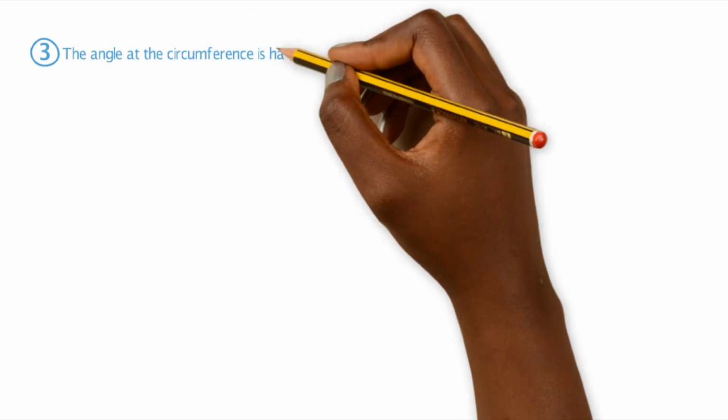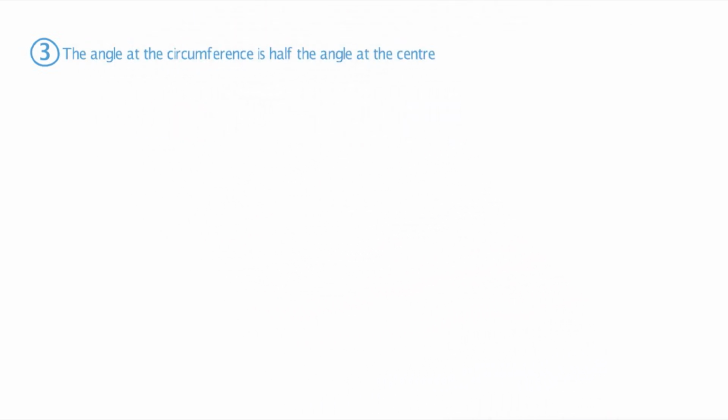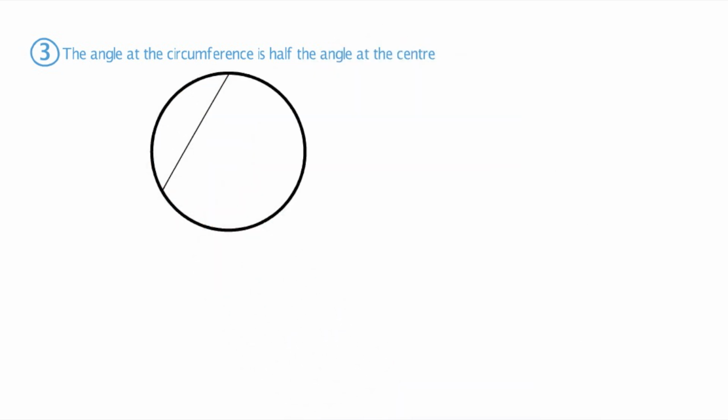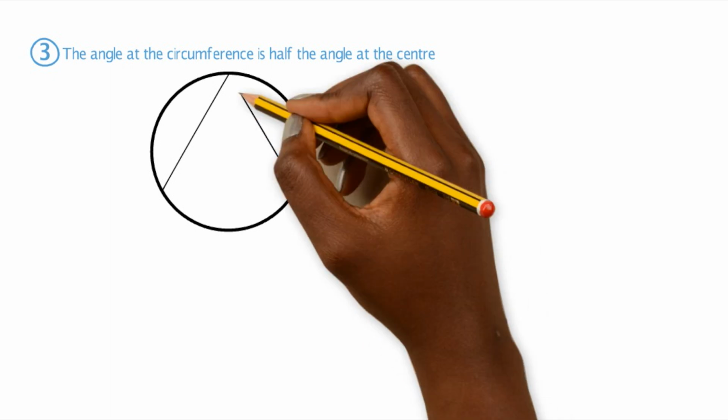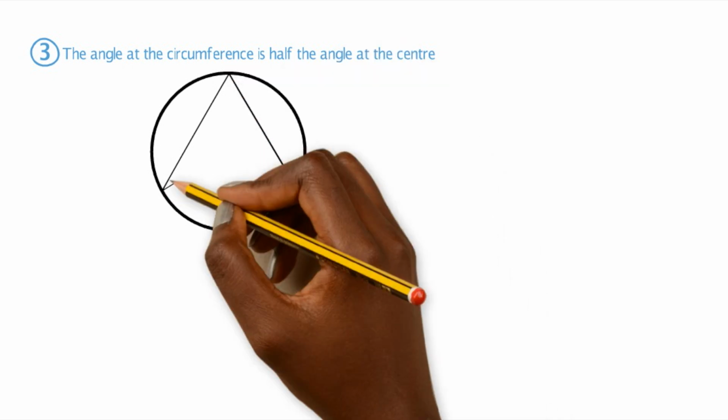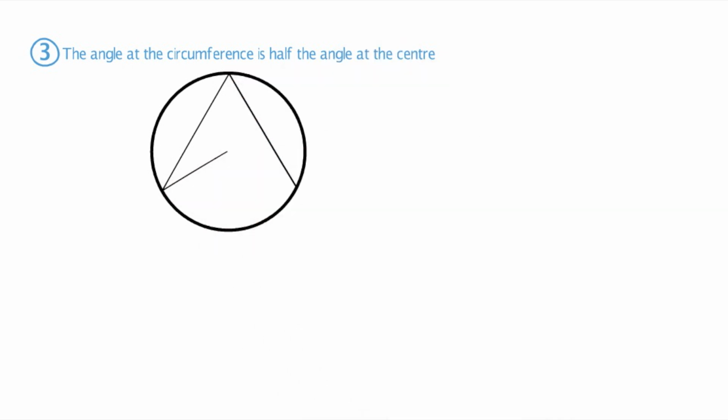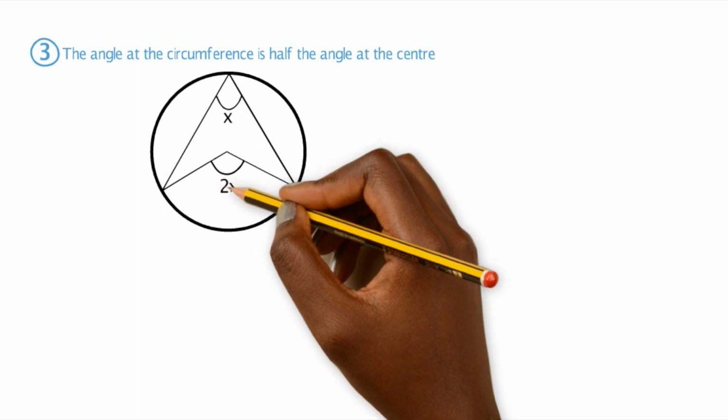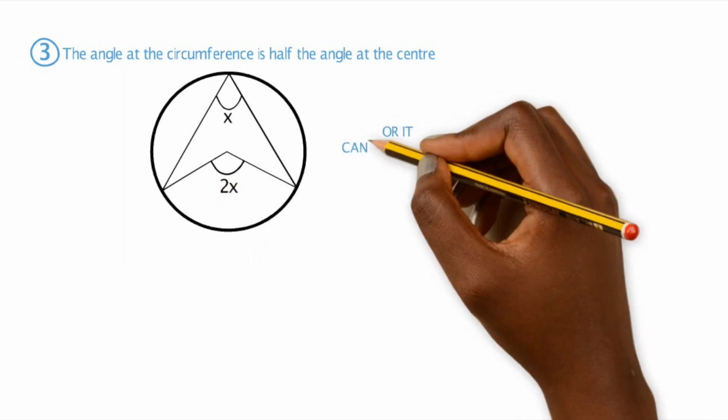So the third rule is that the angle at the circumference is half the angle at the center. So here's our circle. Learning at school, you might be familiar with the first one that I'm drawing that matches this rule. You tend to see it with this kind of arrow shape. And so the angle at the circumference, if we were to call that angle x, the angle at the center would be 2x, showing that it's 2 times the angle at the circumference.